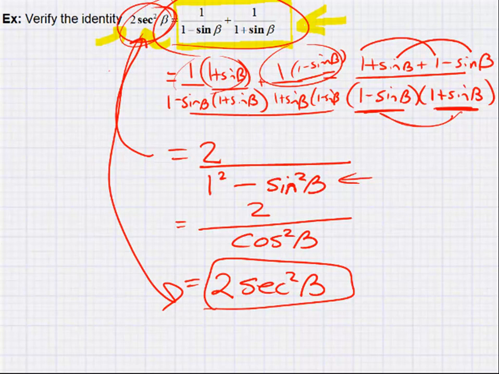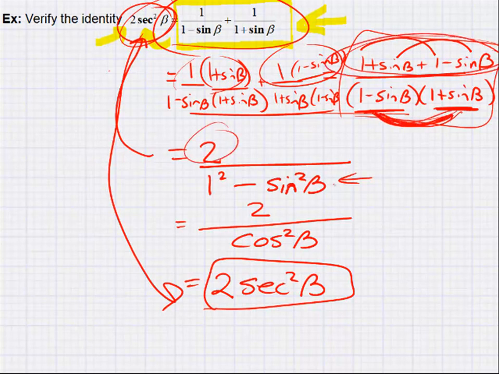Review, what did we do? Here we just found the common denominator and added it together. When I combine my numerator, I get 2. When I multiply my denominator together using difference of 2 squares, I get this. This allows me to use Pythagorean identity. I use the fact that cosine squared beta equals 1 minus sine squared beta.